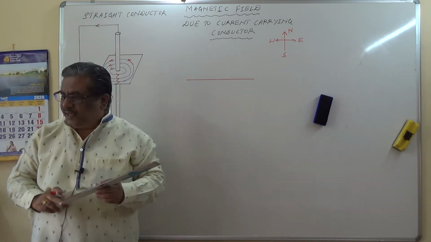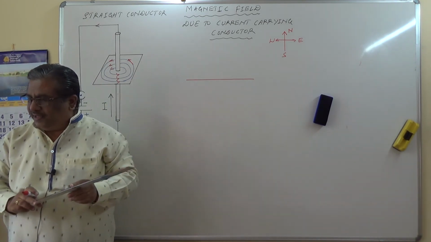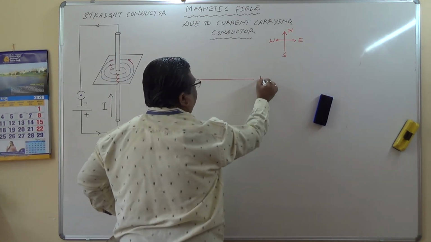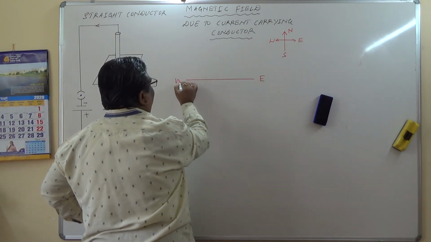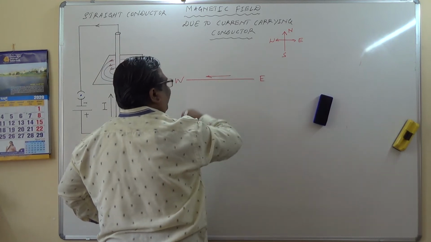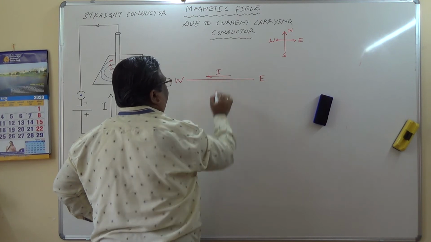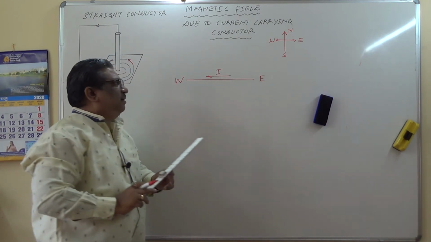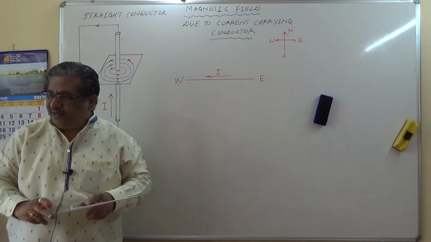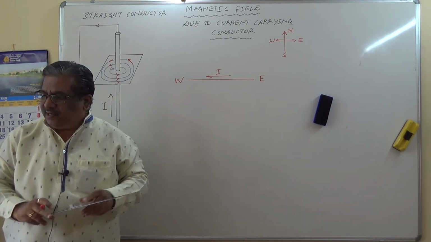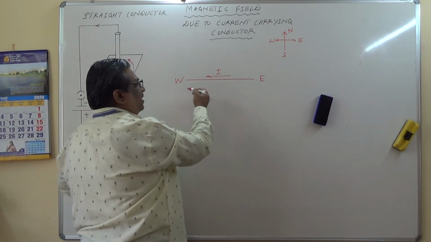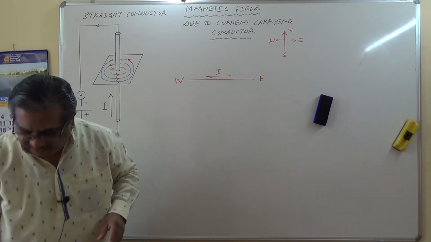Now, the thing is, the current is in the east-west direction. This is east here and this is west here. The direction of the current is in this direction, from east to west. This is the direction of the current. Question is, what is the direction of the magnetic field at a point directly below and at a point directly above it? If this is a conductor, how do you identify the direction here?